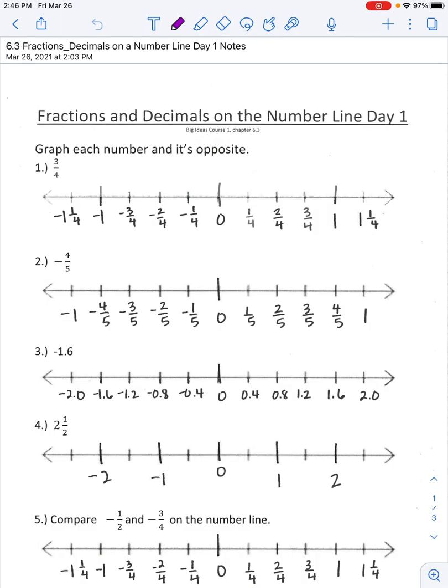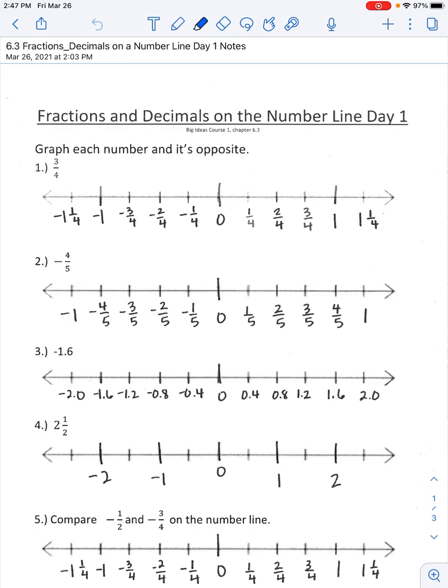Hello. Today we're going to start Chapter 6, Section 3, Fractions and Decimals on a Number Line, Day 1. We're going to start with graphing some fractions on the number line and its opposite. One thing about the number lines, I've made them very easy for you to begin with.